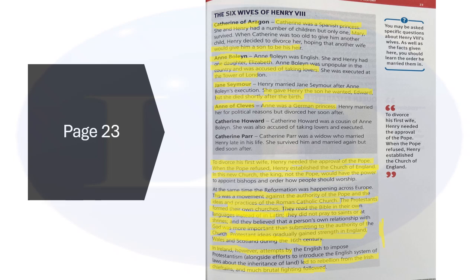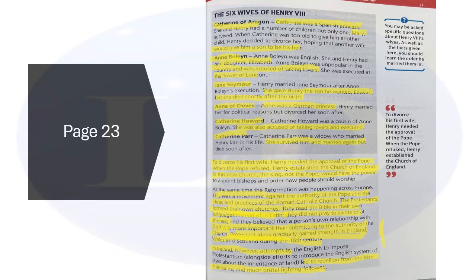So one was Spanish, Catherine; one was German; two English, Catherine Howard. Catherine Howard was a cousin of Anne Boleyn. She was also accused of taking lovers and executed. So two of Henry's wives were executed. Catherine Parr. Catherine Parr was a widow who married Henry late in his life. She survived him and married again, but died after.